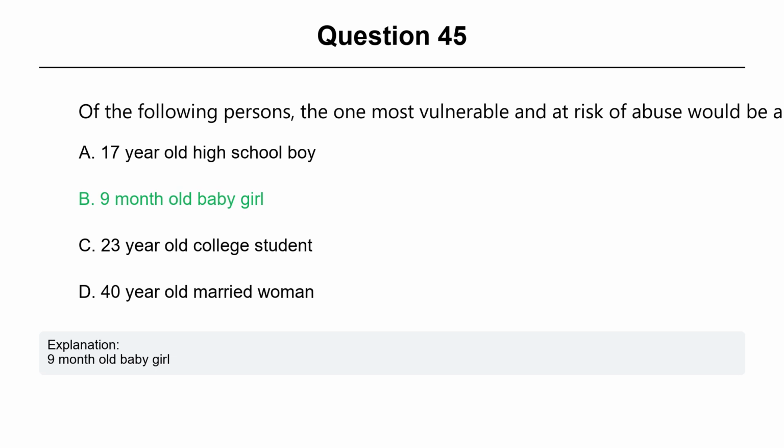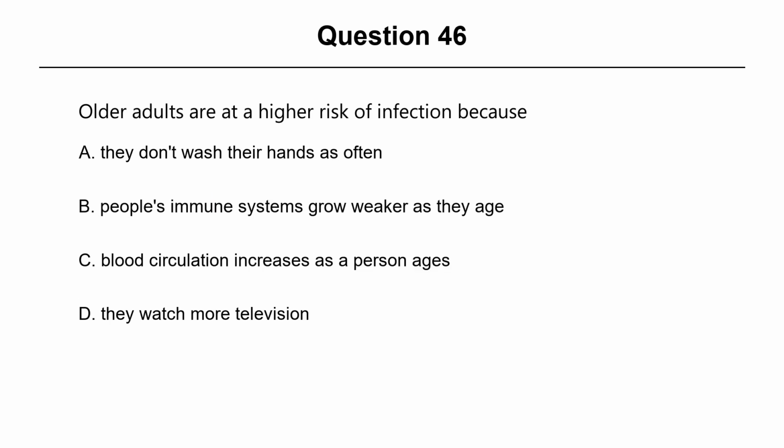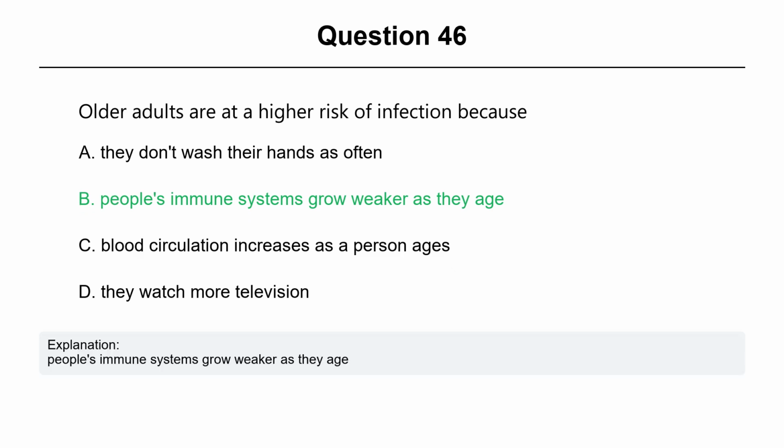Question 46. Older adults are at a higher risk of infection because option A, they don't wash their hands as often, option B, people's immune systems grow weaker as they age, option C, blood circulation increases as a person ages, option D, they watch more television. The correct answer is option B, people's immune systems grow weaker as they age.